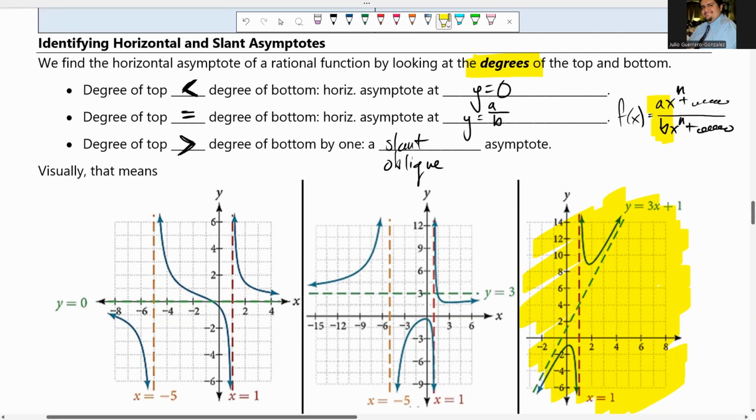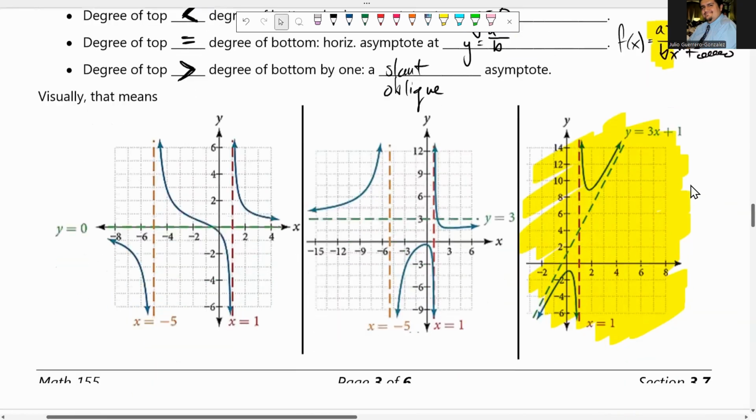If you do want to find out how to find the slant asymptotes, it's all spelled out in the textbook. I'll let you read it. Essentially, you're going to be doing the long division.